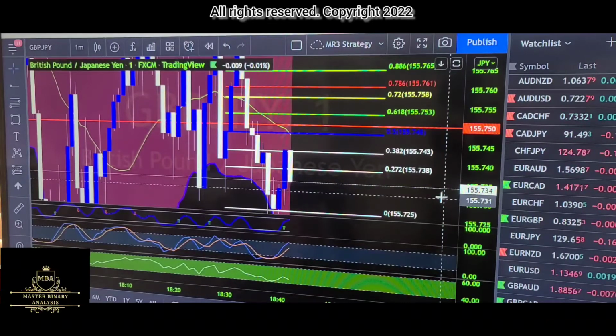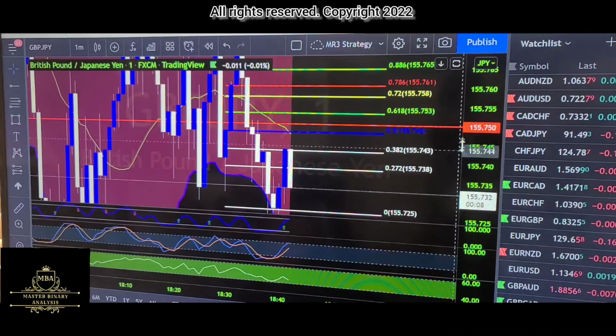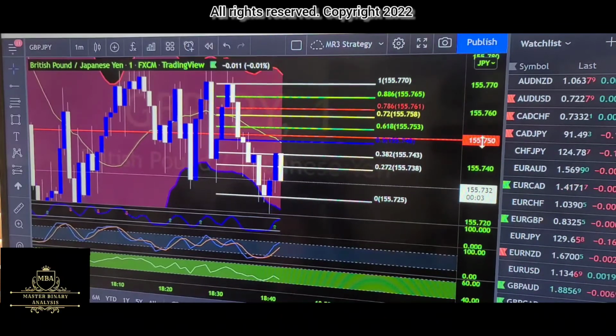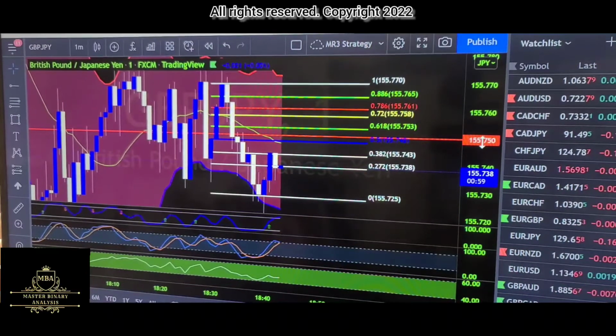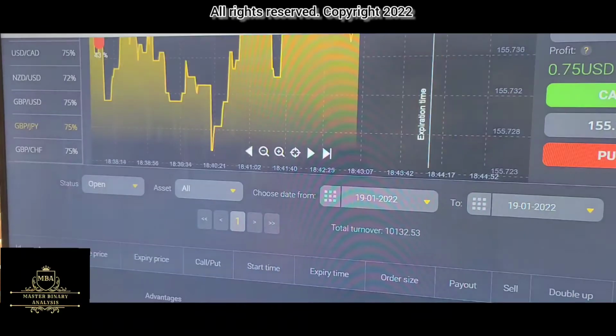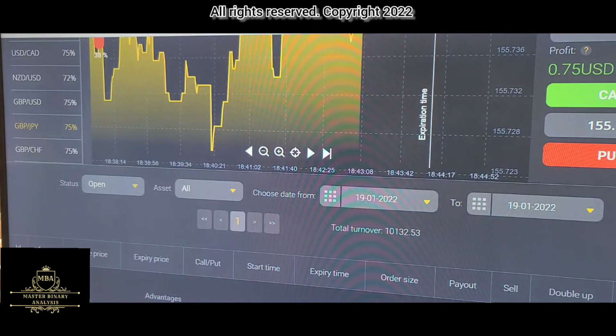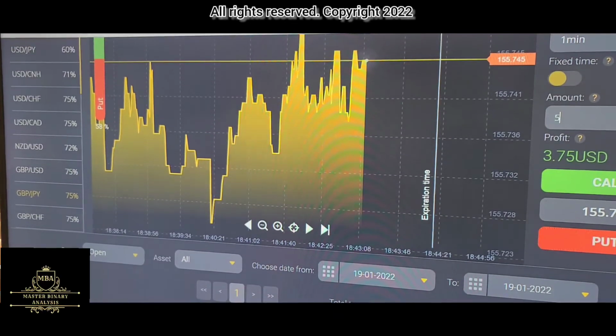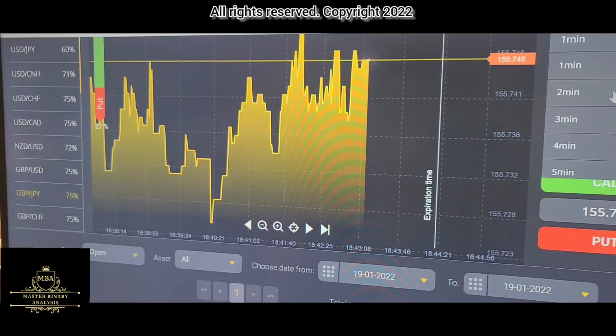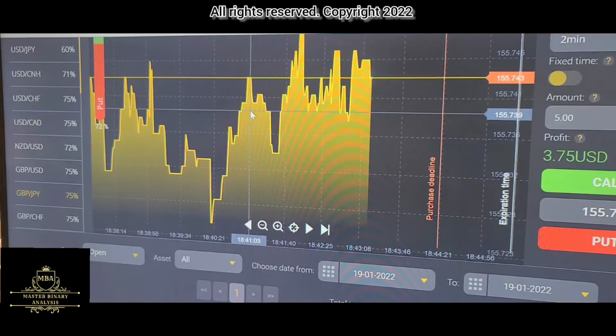Let's see. In case you guys are wondering what I'm doing here, I'm actually finding a Fibonacci level on the 1 minute, and I'm going to take a riskier trade, well, not riskier, but it's a little bit more. Let's do $5, and I'm going to change the time period to 2 minutes. Fixed time off.